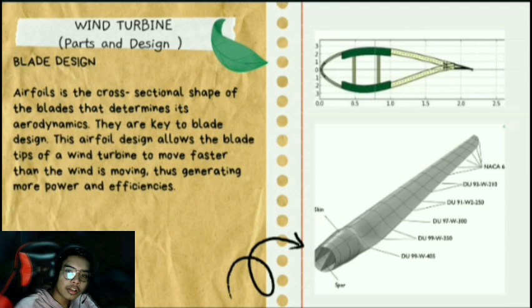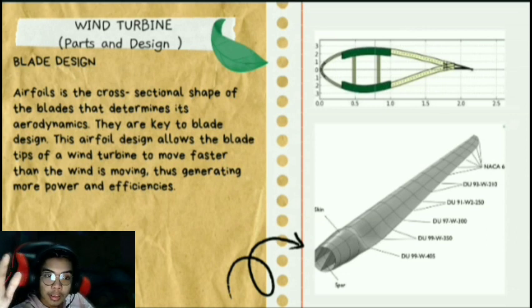So, makikita natin din yung diagram. Ito yung airfoil, o tinatawag na cross-sectional shape of the blades. So, sila yung key to the blade design. So, with torque, this allows the blade tips of a wind turbine to move faster than the wind is moving. So, sa salita na yun, ito yung nagbibigay way para bumilis yung hangin. So, to generate more power and efficiency.